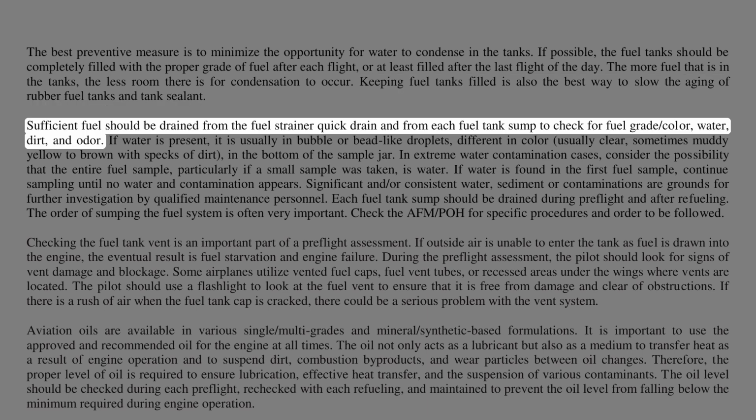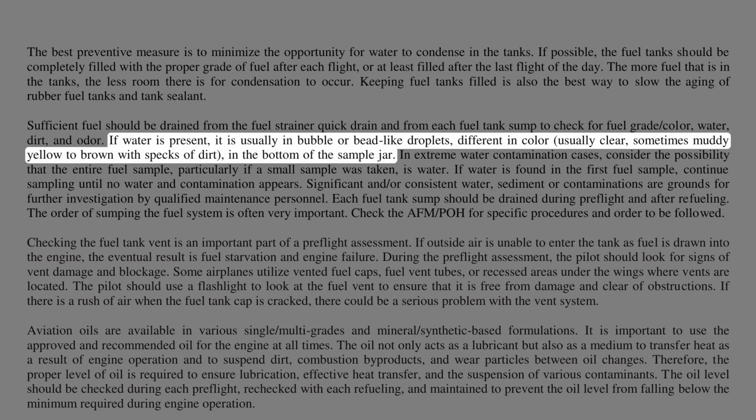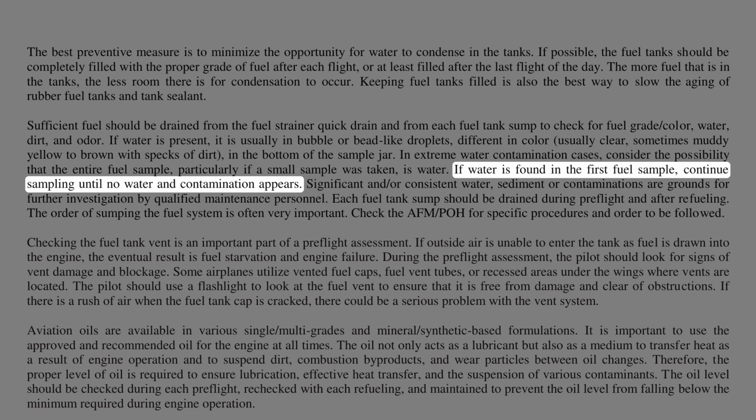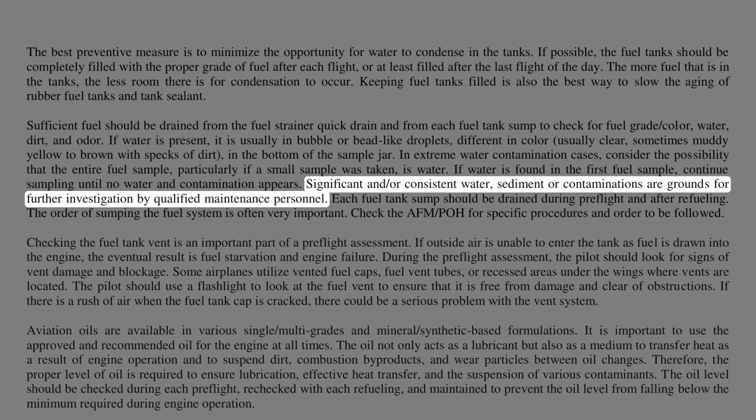Sufficient fuel should be drained from the fuel strainer quick drain and from each fuel tank sump to check for fuel grade, color, water, dirt, and odor. If water is present, it is usually in bubble or bead-like droplets, different in color, usually clear, sometimes muddy yellow to brown with specks of dirt, in the bottom of the sample jar. In extreme water contamination cases, consider the possibility that the entire fuel sample, particularly if a small sample was taken, is water. If water is found in the first fuel sample, continue sampling until no water and contamination appears. Significant and/or consistent water, sediment or contaminations are grounds for further investigation by qualified maintenance personnel.